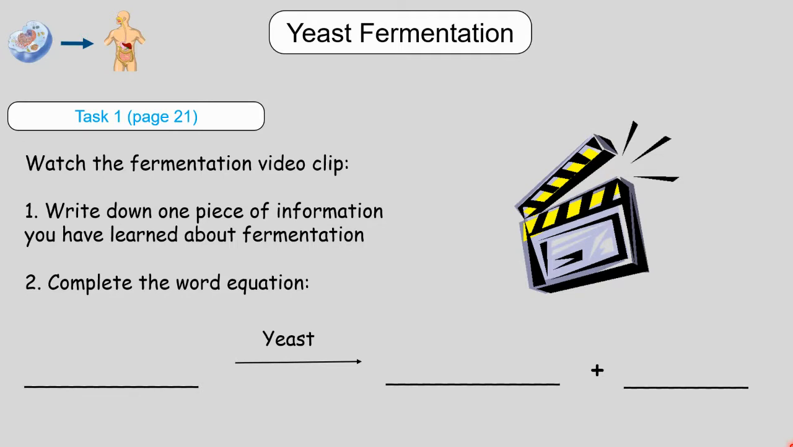When you watch the clip, you should have been able to write down a piece of information from that clip, and there's lots of different information in there. So you could have all sorts of different answers for that. And then you should have completed the word equation. For the word equation, on the left-hand side in this space, you should have glucose. Glucose is a type of sugar, and the glucose reacts with yeast. It ferments with the yeast to produce carbon dioxide and ethanol. That's the gas and the alcohol.